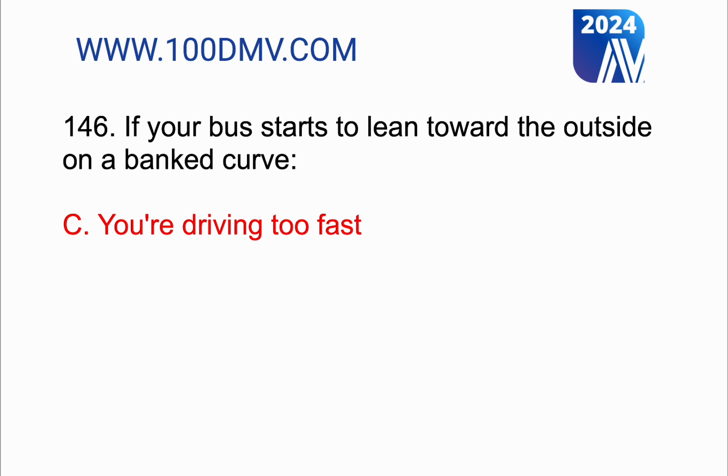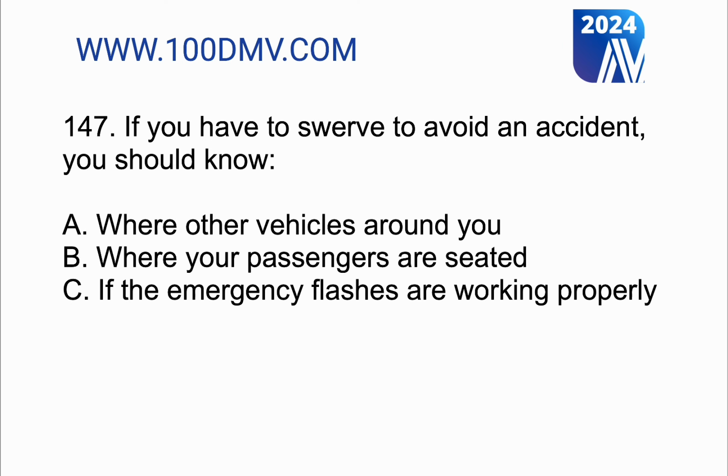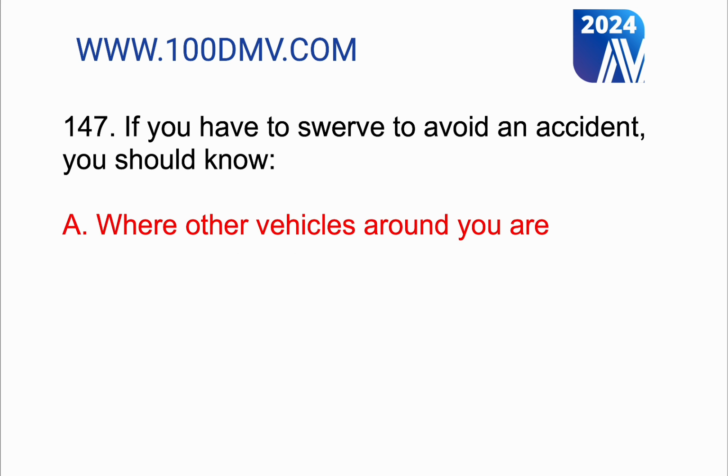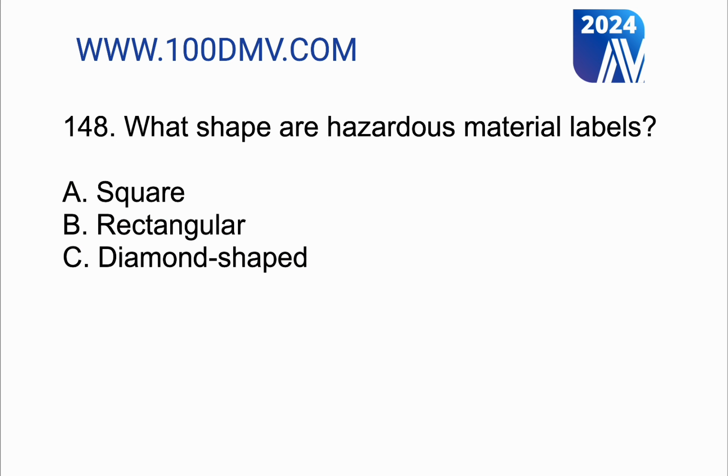Group 12, other. 147. If you have to swerve to avoid an accident, you should know A, where other vehicles around you are. B, where your passengers are seated. C, if the emergency flashers are working properly. The correct answer is A, where other vehicles around you are.